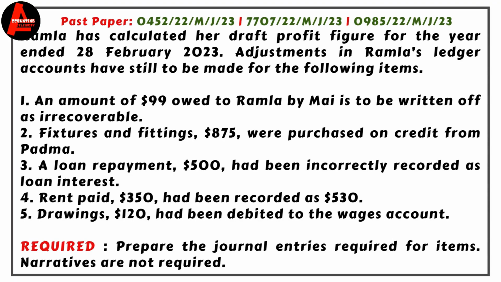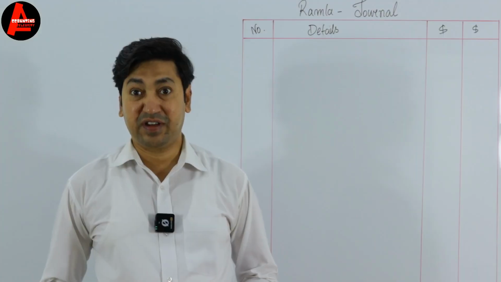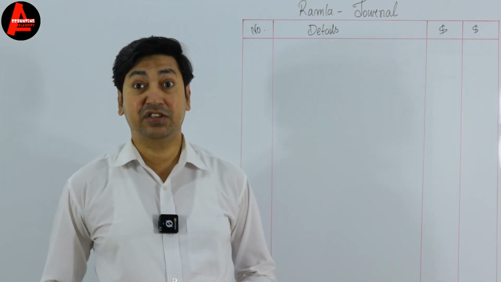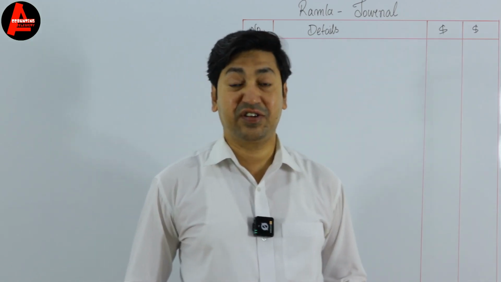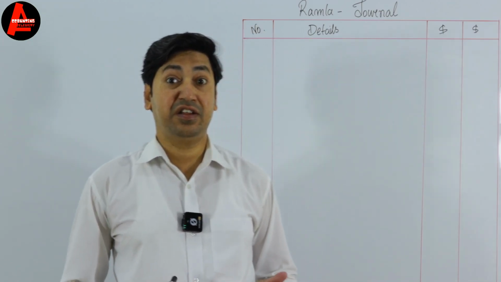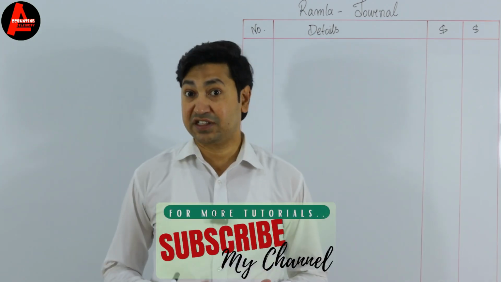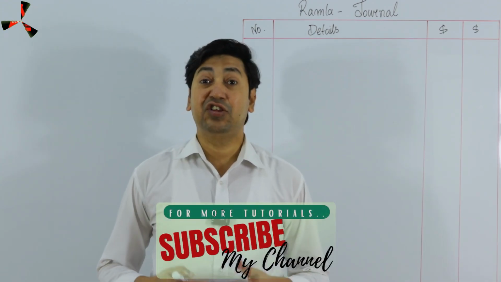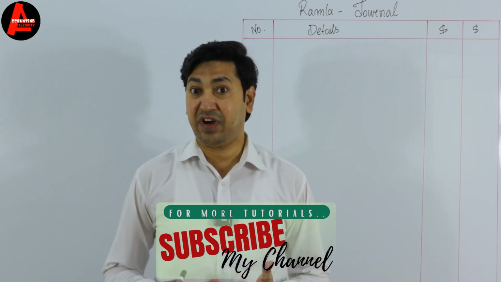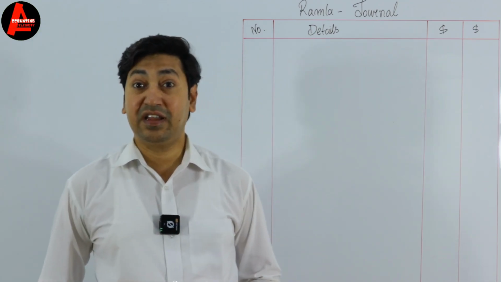Here the question is, Ramla has calculated her draft profit figure for the year ended 28 February 2023. Adjustments in Ramla's ledger accounts have still to be made for the following items. Okay, so here she already calculated her draft profit, but still she has some transactions to adjust in her ledger accounts. So what does it mean? It means that these transactions are not related to suspense account, as trial balance is not yet finalized and income statement is not yet prepared.